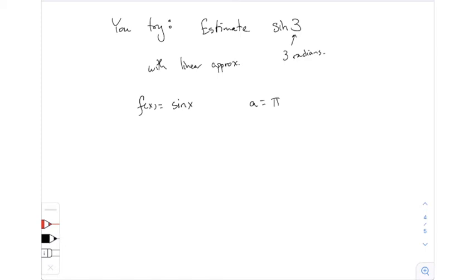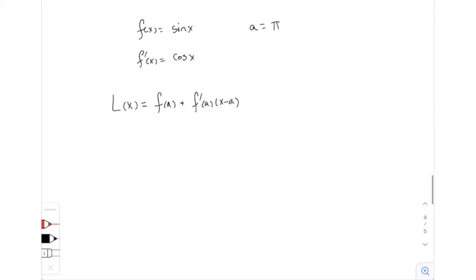Okay, great. Just because we're going to need it, I will also say the derivative, f prime of x, is just cosine x. And I think we can plug everything in, right? This is a fairly straightforward one. We get f of a plus f prime of a times x minus a. That's the formula for the linear approximation. And we plug everything in. f of a will be sine of pi, plus f prime of a will be cosine of pi, times x minus pi, right?